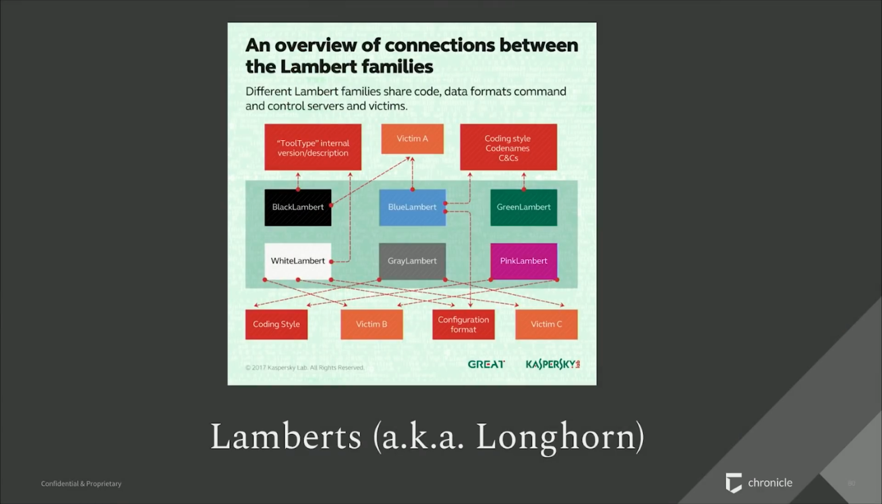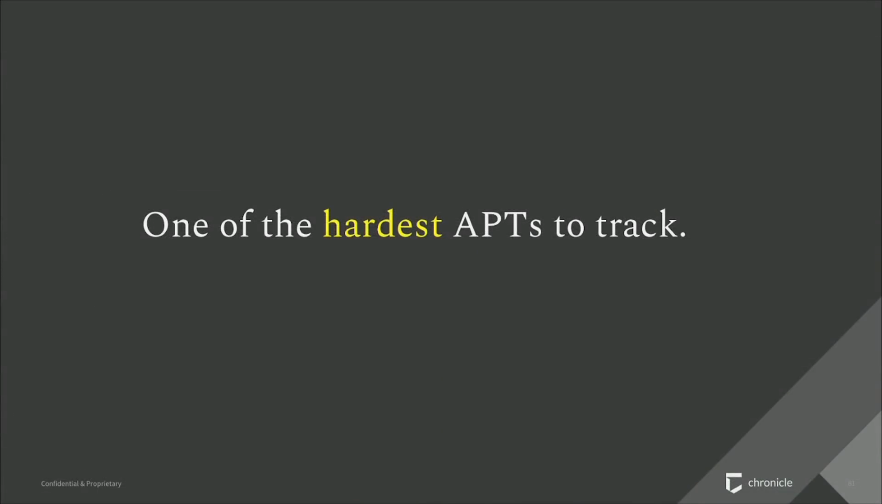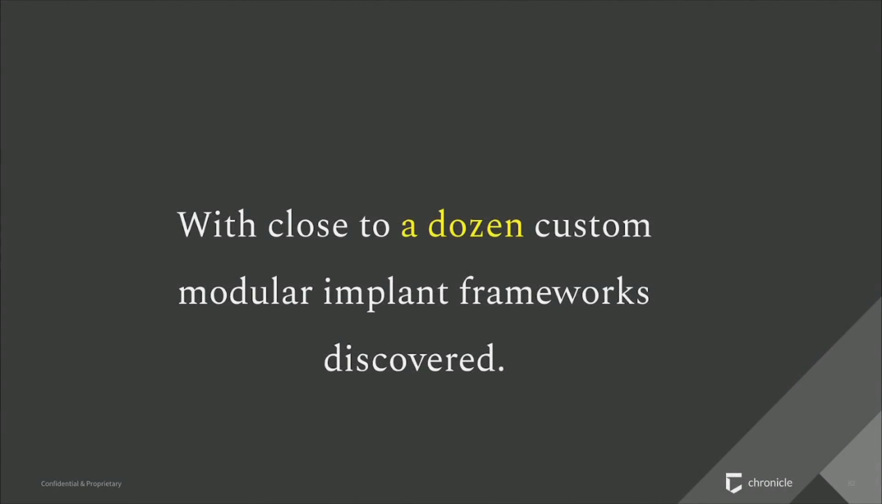So the Lamberts, for those of you that don't know, this is kind of what it looked like when we first published something publicly on the Lamberts. Lamberts has been something that I worked on for years, and it takes a very long time to get on top of the iceberg that is the Lamberts toolkit. Because in reality, we're talking about probably a dozen different custom modular frameworks worth of malware. All of them advanced, all of them very well made, very carefully distributed. It is a very difficult APT to track. I would say it's one of the most difficult APTs to track. Not the most, but definitely up there.